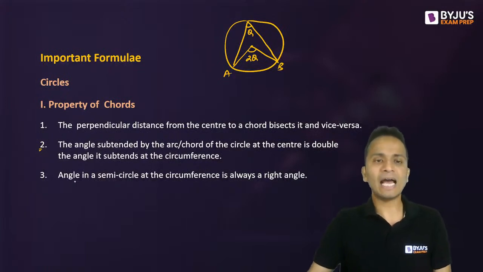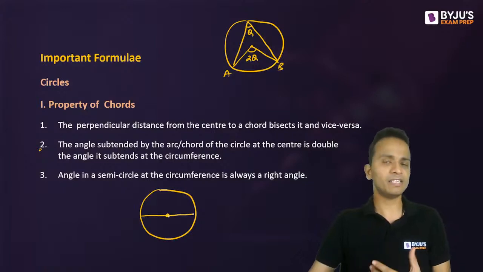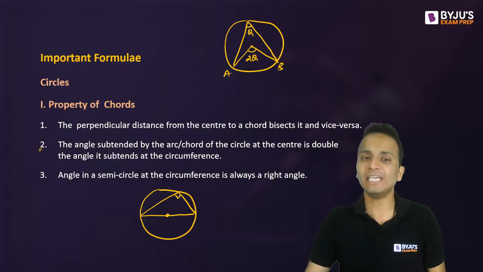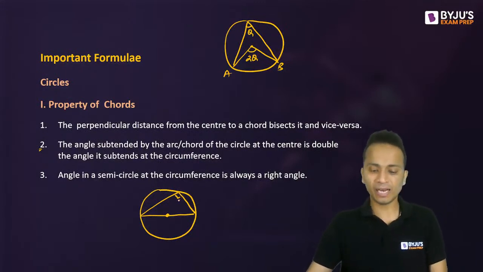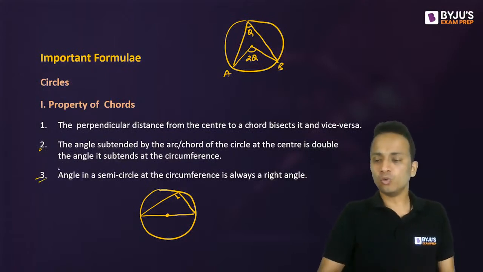Property number 3 is that the angle in a semicircle is always a right angle. So in a circle, if I draw the diameter, it will divide the circle in two parts. The angle made by the diameter on the circumference of the circle will always be 90 degrees. So this angle will always be a right angle. So this is the property related to chords.